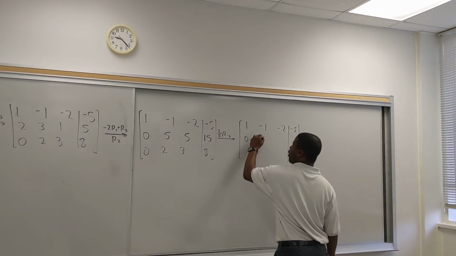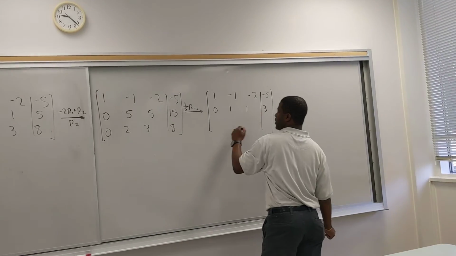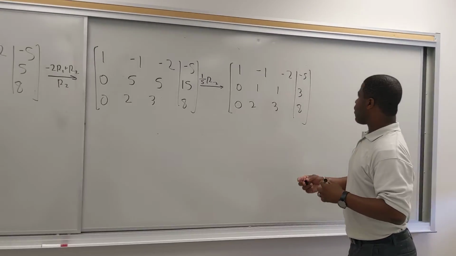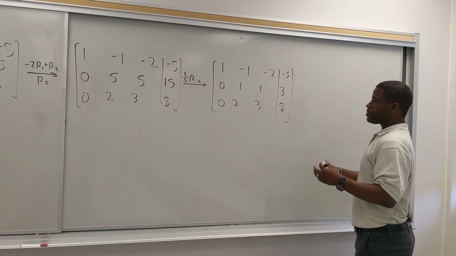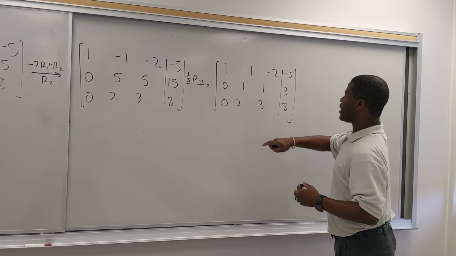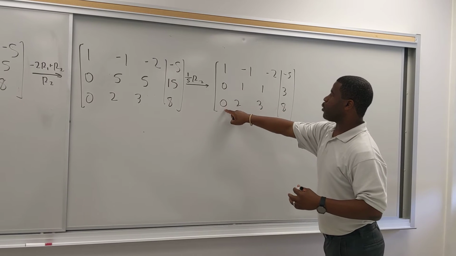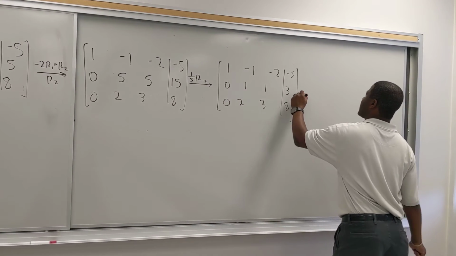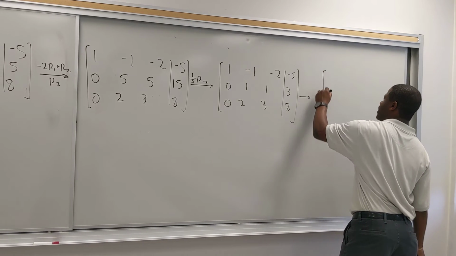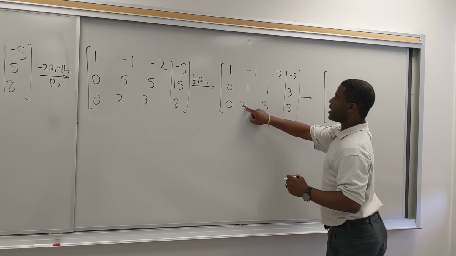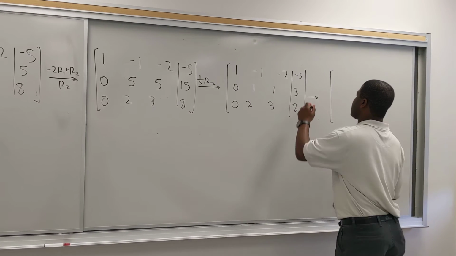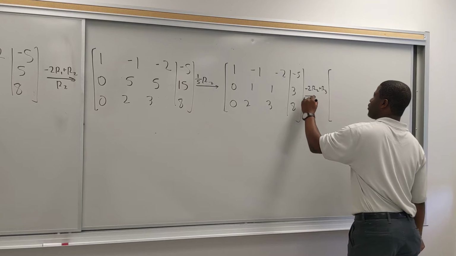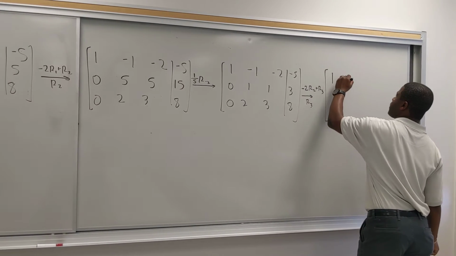All right, we have 0, 1, 1, 3, 0, 2, 3, 8. Now we can start seeing it coming forward a little bit. Now we have zeros in the correct position, and we need a 0 right here. That's what's going to give us row echelon form. So how do we create a 0 from this one? -2 row 2 plus row 3 to give us a row 3.